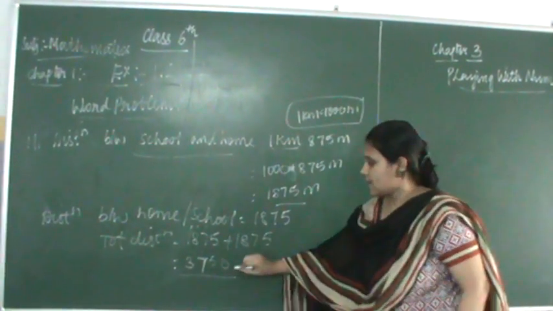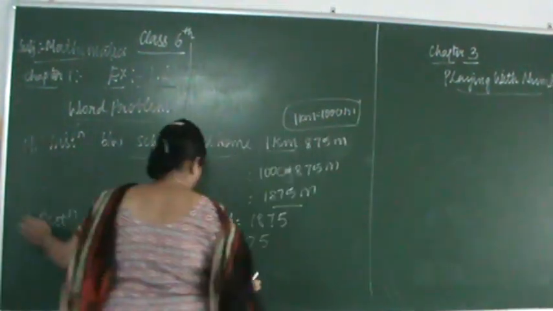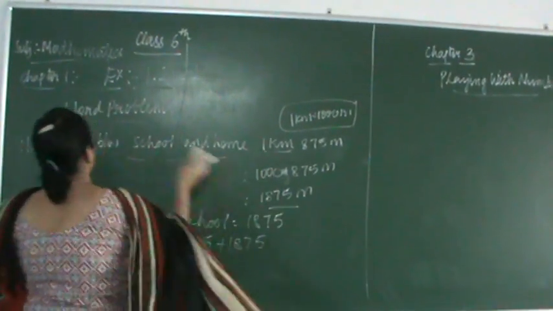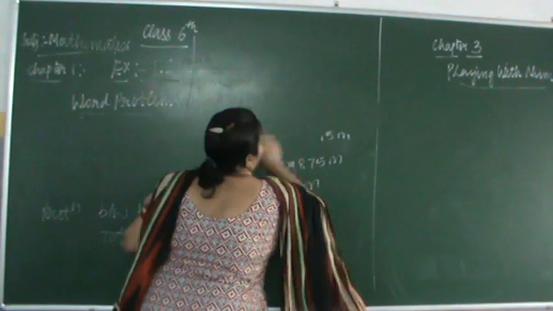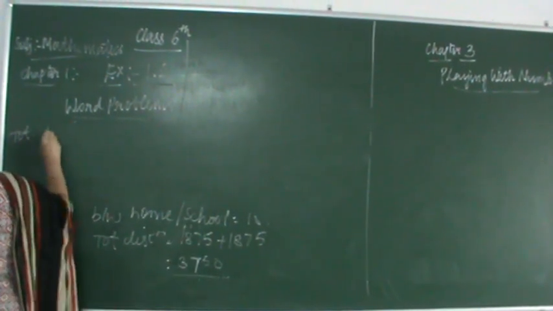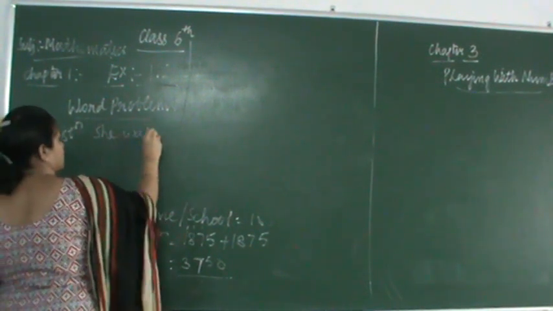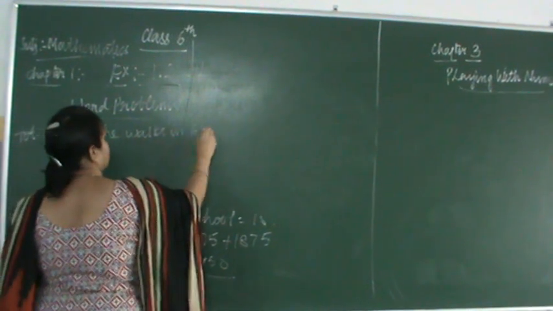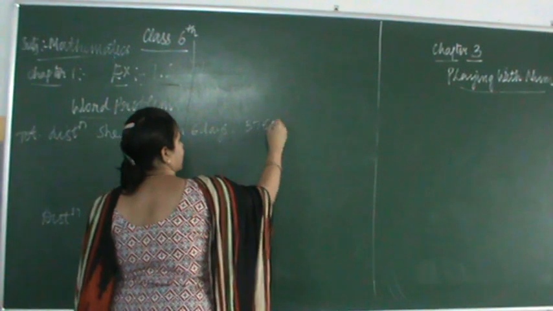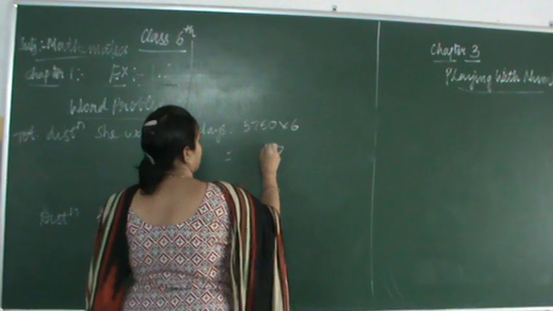So what you have to do, children? This you have to multiply by 6. For the 6 days she walks, total distance she walks in 6 days is equal to 3750 into 6. Do the multiplication, children.